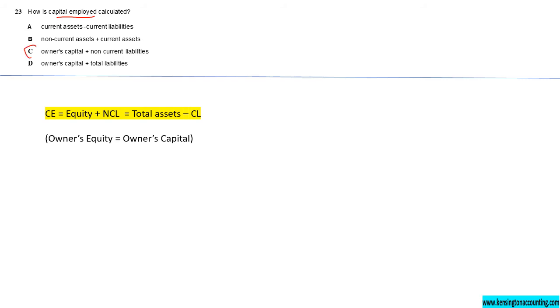Question 23 is about the definition of capital employed. Capital employed is equal to equity plus non-current liabilities. Equity, that's another word for owner's capital. Another way of calculating capital employed is taking total assets less current liabilities. Both are part of the accounting equation. Now, going back to our question, therefore the answer is C.